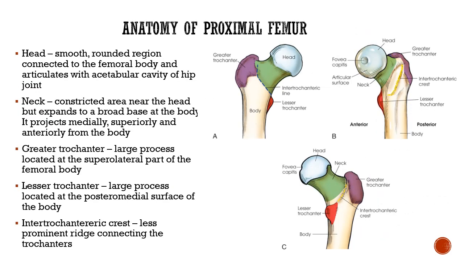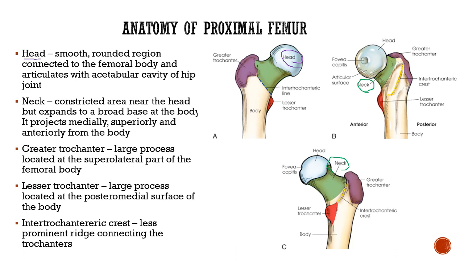So the anatomy of the proximal femur, we've got the head, which is going to be the most medial aspect. It's going to connect to the femoral body. It articulates with the acetabular cavity of the hip joint. The neck is the part that's in green. The neck of the femur is a constricted area near the head, and it expands to a broad base at the body, and it projects medially, superiorly, and anteriorly from the body.